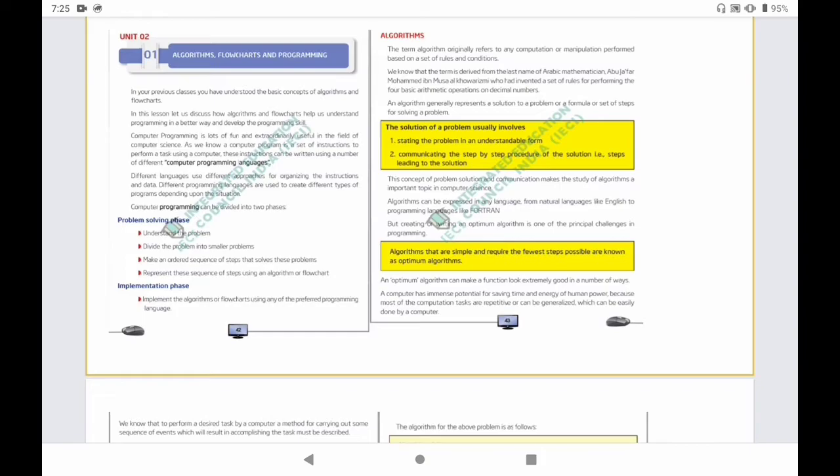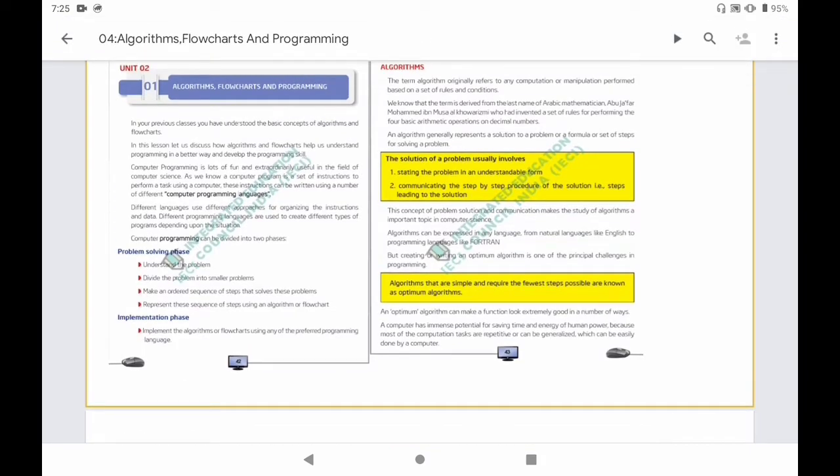Then algorithm can be expressed in any language, from natural languages like English to programming languages like Fortran. Actually, English, this is a common communicating language. But Fortran, have you heard this word? Actually, this is a computer language from the previous times. It was a language in the starting time. Let us move to the next point.